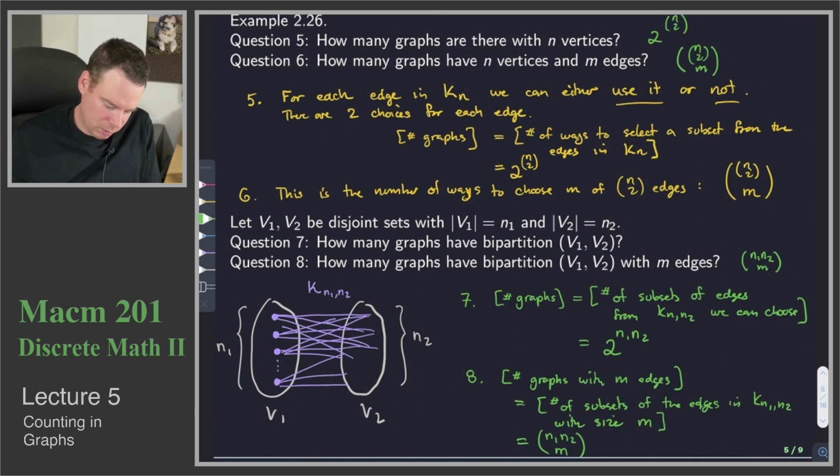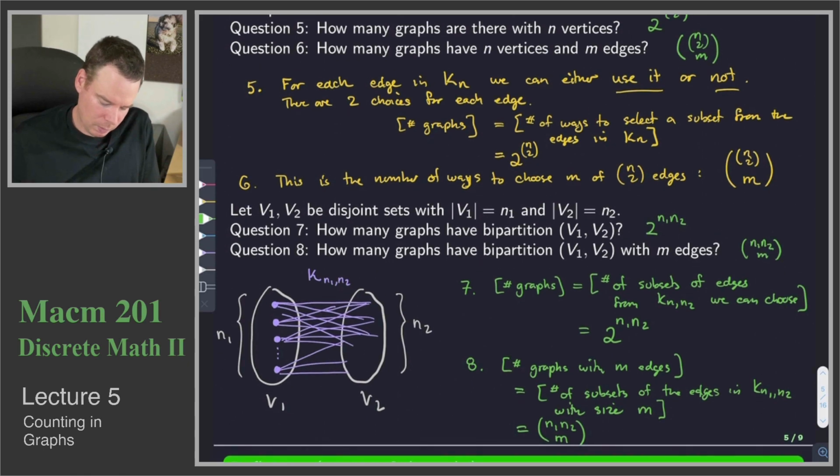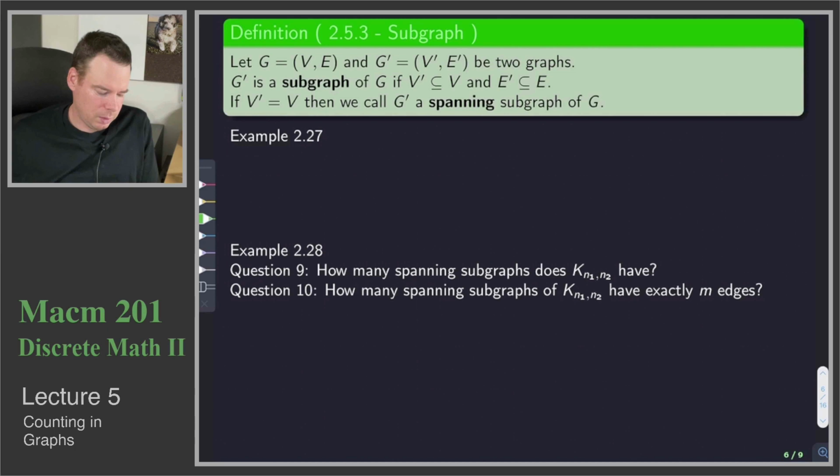And in the previous question 7, the answer was 2 to the n1 n2. So right now we're counting the number of types of graphs there are with a specific structure, and we're using our previous counting techniques. So let's have a look at the next one.